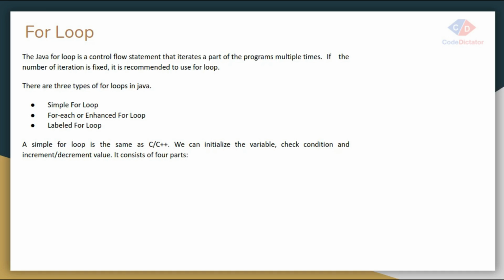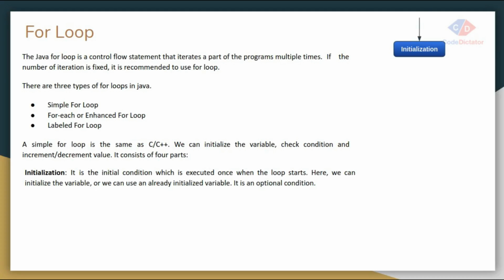So let's start with the for loop. Basically, a for loop has three different subtypes, okay, we can call them subtypes: simple for loop, for each, or we can call it an enhanced for loop, and labeled for loop. So what exactly is it? Let's understand the concept with the help of a flowchart.